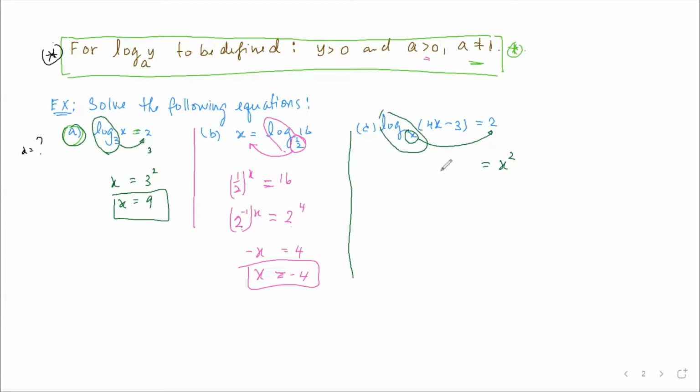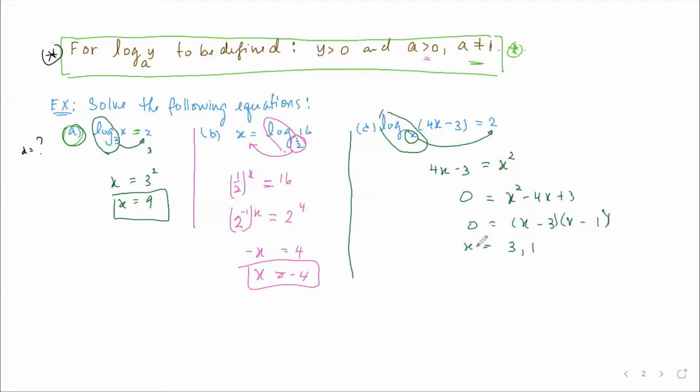the left-hand side is gone. So you are left with 4x minus 3. Then you just solve the equation. Simplify, move it to this side: x squared minus 4x plus 3 equals 0. Then you factor it. So x, 3, 1. The middle term is -4, so both are negative. So x equals 3 or 1.